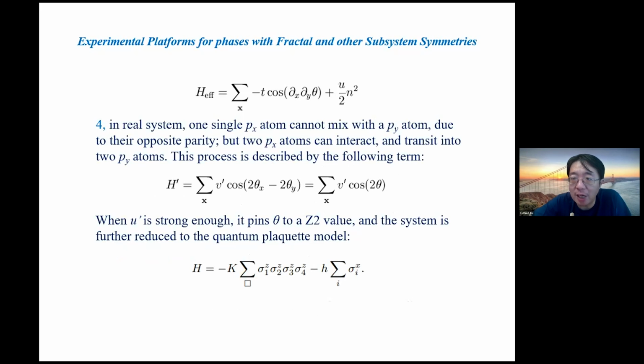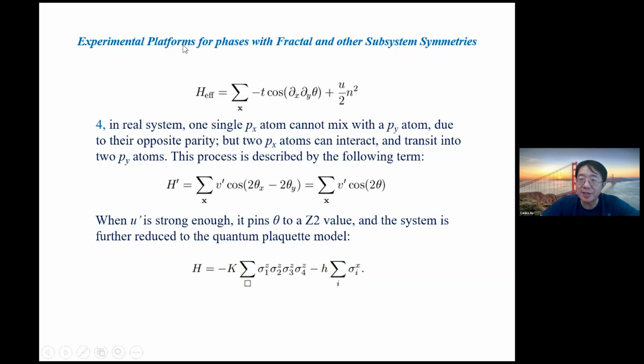In the real world, there are some other perturbations which I did not discuss before. On every site, the symmetry will prohibit one px atom from transiting into one py atom, but symmetry allows two px atoms to convert into two py atoms. One px has a different parity from one py atom. So one px atom cannot hop to one py atom, but two px atoms can hop into two py atoms, because there is no longer any parity symmetry violation.